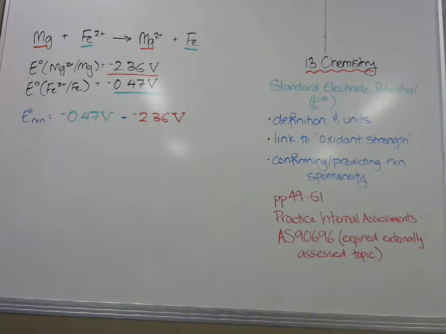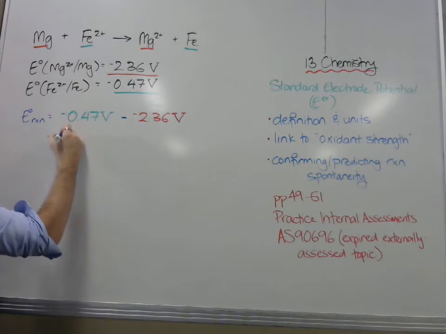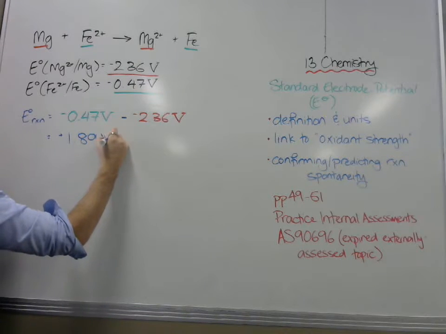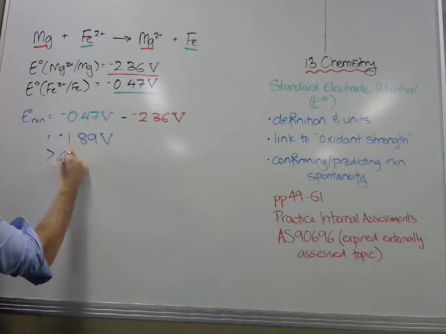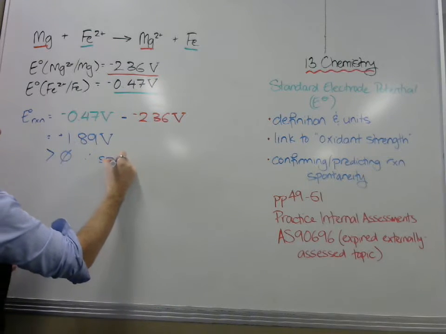When I work this number out, and I haven't done this prior to the lesson, so I might need some helpers on that, please. Negative 0.47 minus negative 2.36. My brain's not doing it fast enough. Is it positive 1.89? Okay, and because it's positive, that affirms or confirms why we do see that reaction occurring. Okay, so it's greater than 0, therefore it's spontaneous.